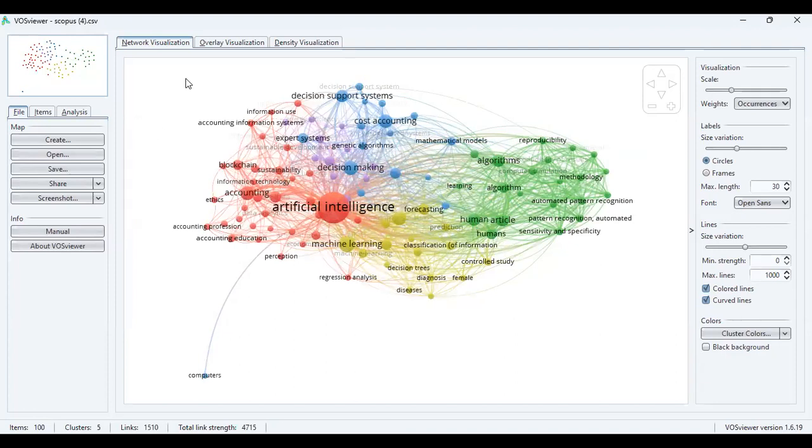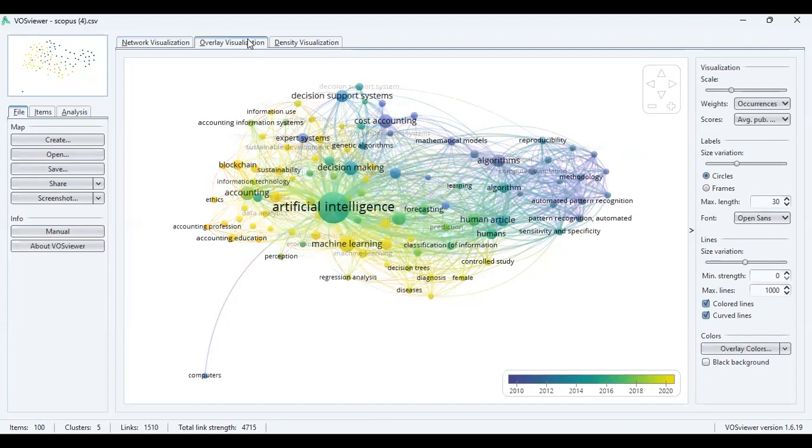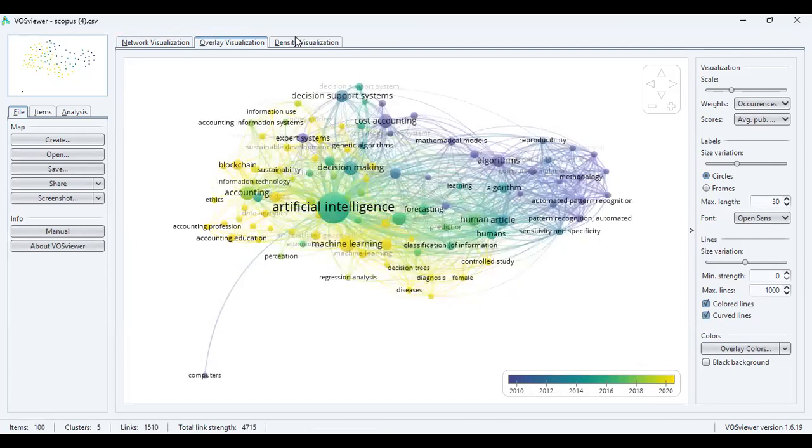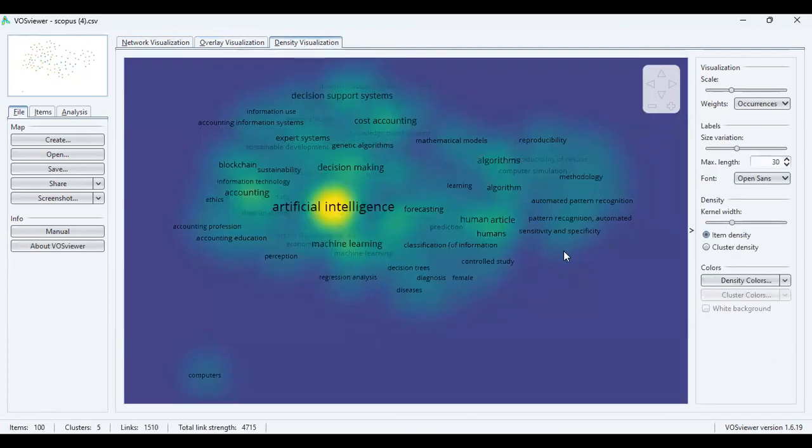So you can even check from here that in 2020, these are the words that are in yellow. They are the burning issues. These are the current research issues. Then you can also use density visualization, right?